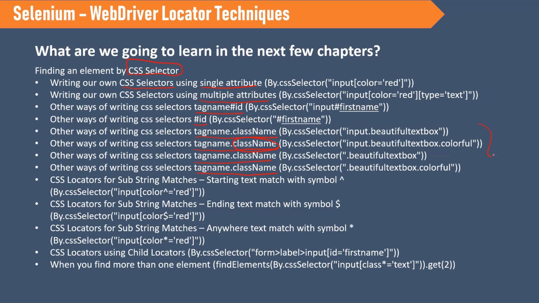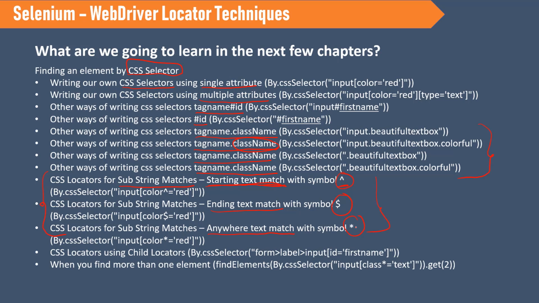We will see all these things in the next few videos, and we will see how to create a CSS selector using substring matches. So there are like three different methods. One is starting text match, ending text match, and anywhere text match. So if the locator's CSS value is matching starting with text match, then we use this symbol, and for ending text match we use this symbol, and for anywhere text match we use this symbol.